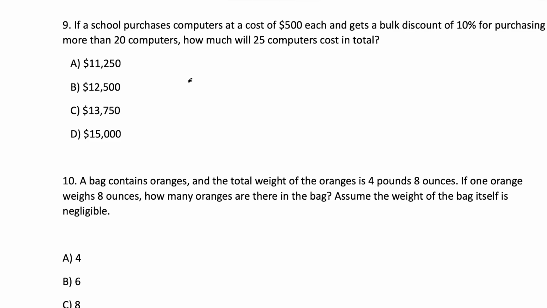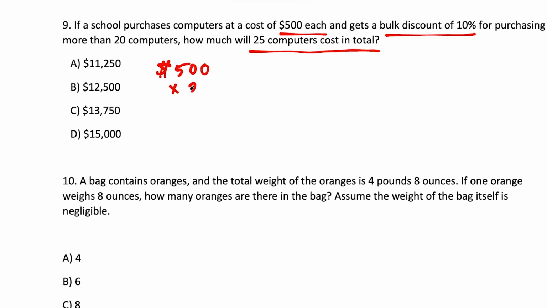Question 9, we have: if a school purchases computers at a cost of $500 each and gets a bulk discount of 10% for purchasing more than 20 computers, how much will 25 computers cost in total? So for this question, the first thing I would do is find the cost of 25 computers before the discount. So I would take the $500 and I would multiply it by 25.